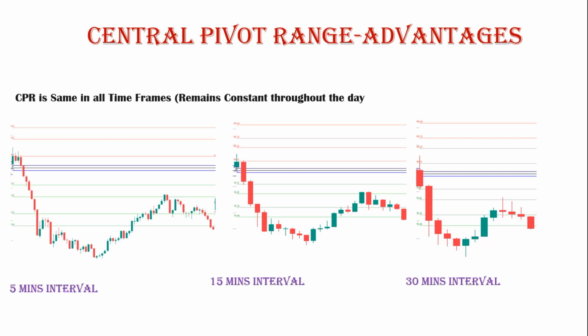Now, what are the advantages of using CPR? The CPR will remain constant throughout the day. Here are three different time frames. This is the CPR in the 5 minutes time frame. You can see that the lines, the support and resistance, remain constant and do not change. If you change to any time frame, this is the 15 minutes time frame, and this is the 30 minutes time frame. When you look at the CPR, the top central pivot, the bottom central pivot, and the other resistance and support levels remain constant throughout the day.